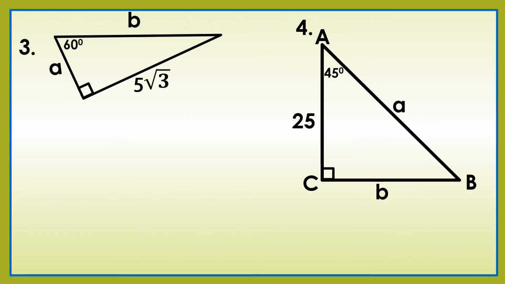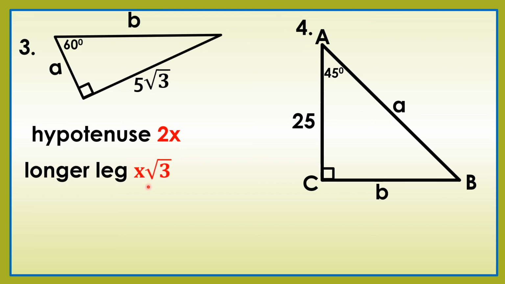Let's have here another problem. Number 3, we're going to use the 30, 60, 90 degrees theorem. So, in 30, 60, 90 degrees theorem, the hypotenuse is twice the shorter leg, or that is 2x. Ang ating longer leg is shorter leg times square root of 3, or that is x square root of 3.